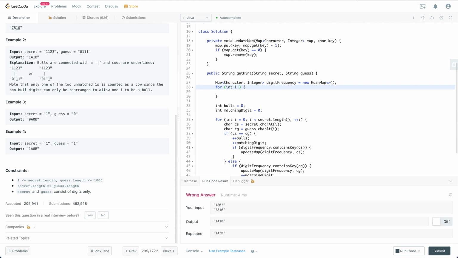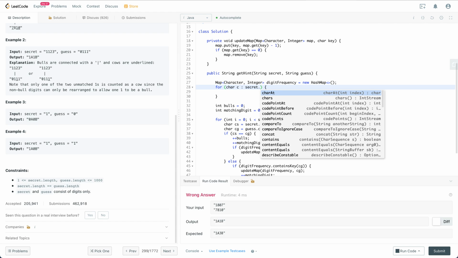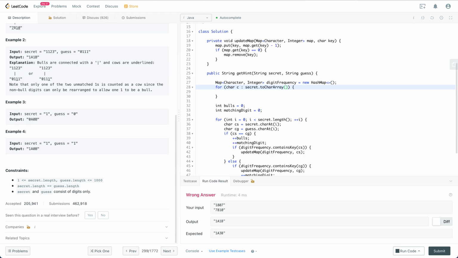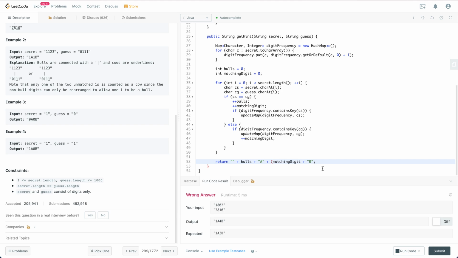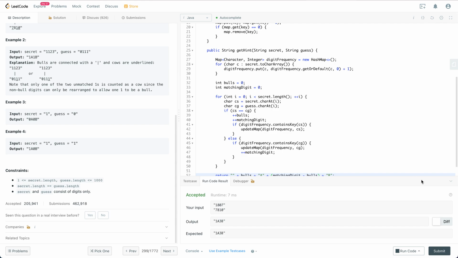So int i is equal to character c is equal to secret dot toCharArray. So digitFrequency dot put c, dot getOrDefault c, 0, plus 1. This is the c. Okay, so after that, it is still wrong. Oh, so we need to minus the balls from here. Alright, so that should be it.